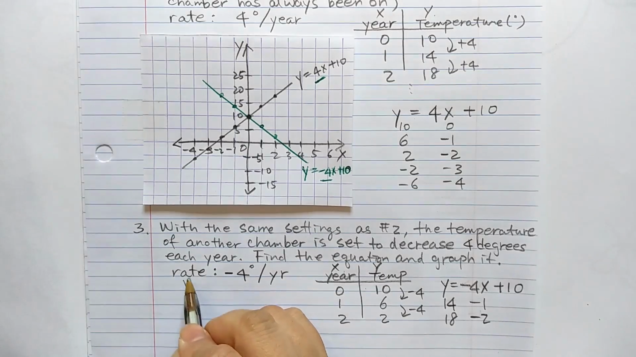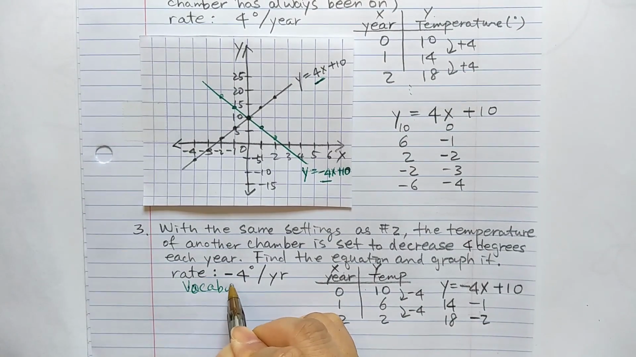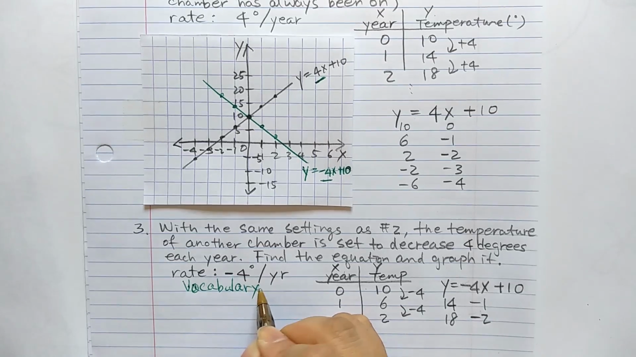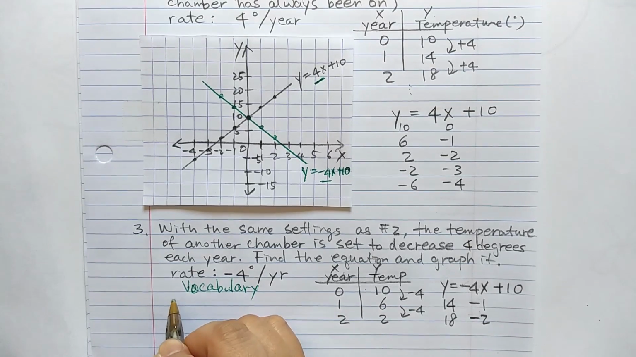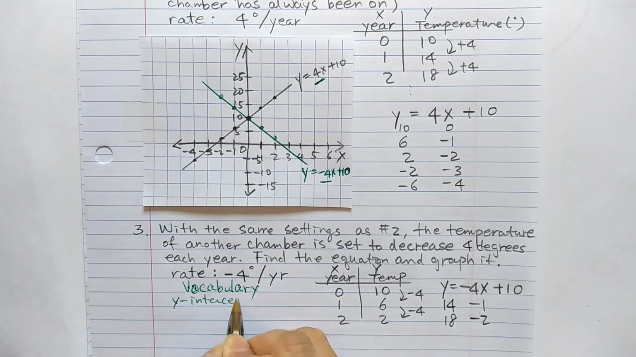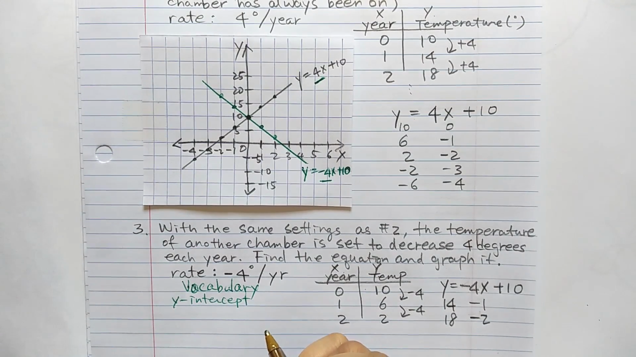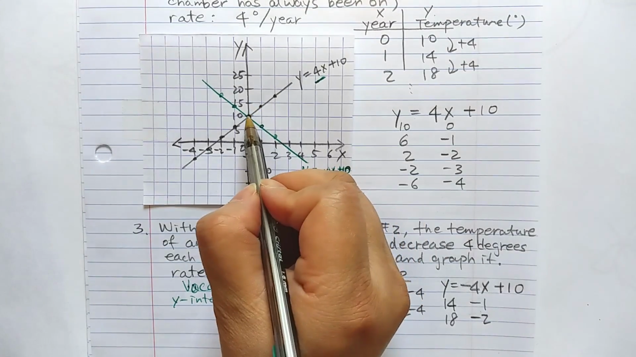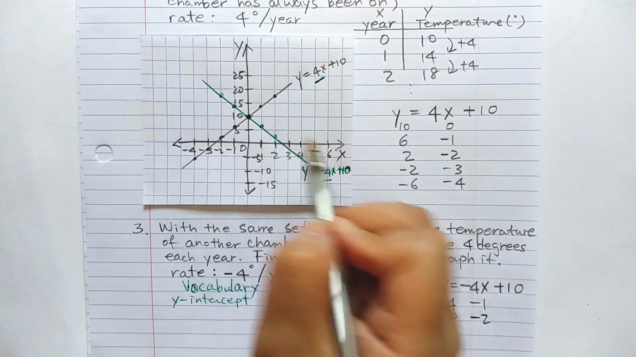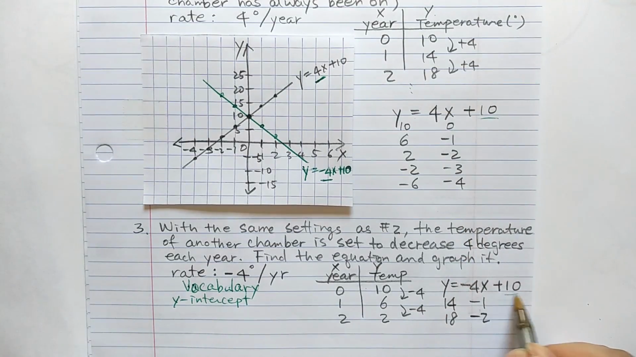And here is a set of vocabulary I want you to know. First, y-intercept. If I say, where is the y-intercept? Then you should be able to locate it on the graph, which is right here, or in the equation, right here, or here.